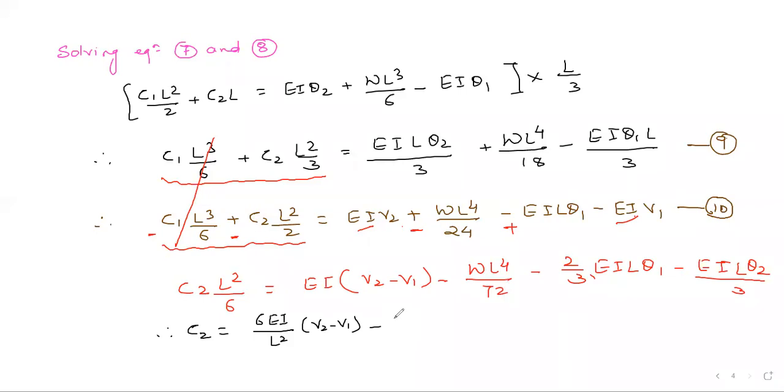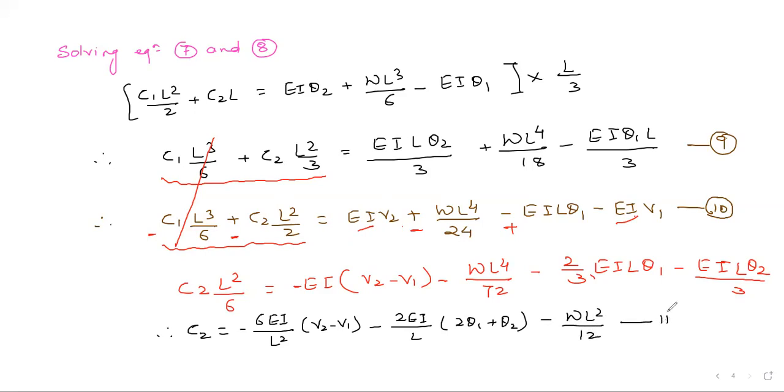So it will become, after rearranging, I am writing minus EI V2. Sorry, this will be minus itself, because if you change the sign here, it will become minus V2 and this will become plus V2. Yes. So we have to take minus sign here also. So minus 6 EI upon L square, V2 minus V1 minus 2 EI upon L into 2 theta 1 plus theta 2. Just rearranging the term, minus WL square upon 12.